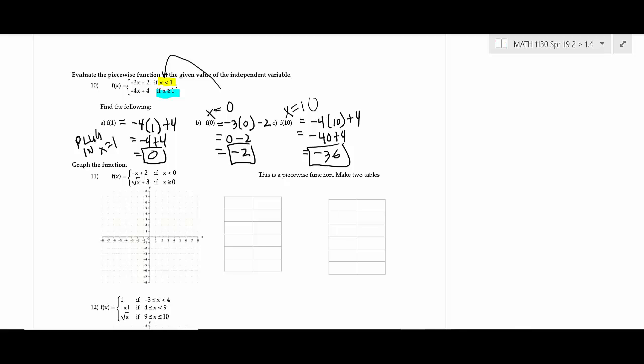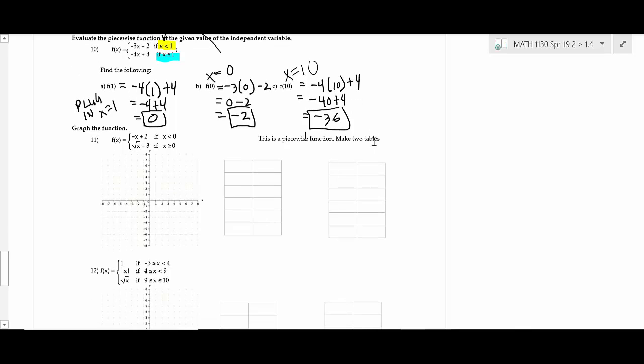So it's either going to go in one or the other. Otherwise, it wouldn't be a function. Does that make any sense? Okay, so that's kind of the idea. Now let me show you how to graph piecewise functions.